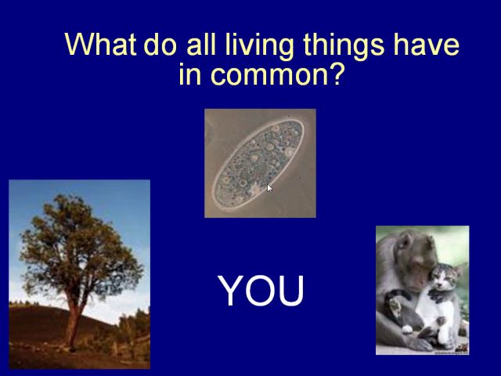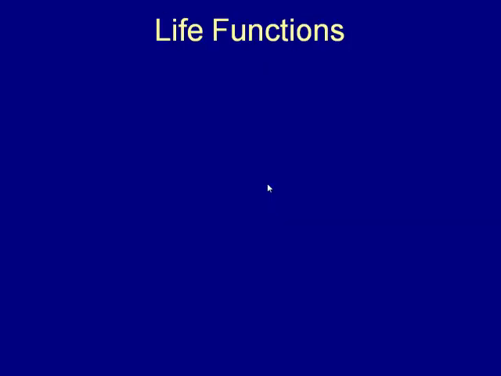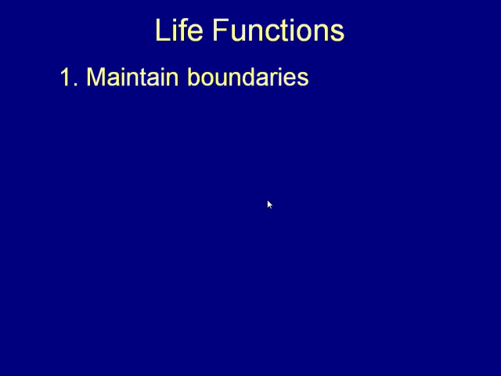All of these things, the tree, the paramecium, the cat and the monkey, and even you, have something in common. You're all living. So what are the things that make you alive? What do we look for when we are trying to determine if something is dead or alive? Well, one of the things is that all living things maintain boundaries. Even a cell has a definite inside of the cell and an outside of the cell, and they control what enters and leaves through those boundaries.